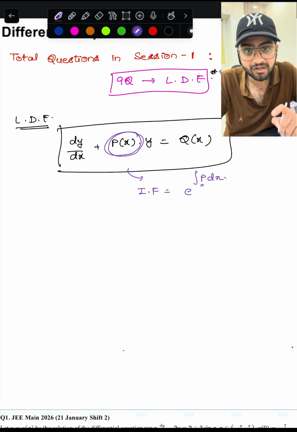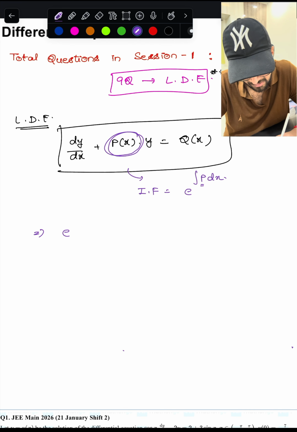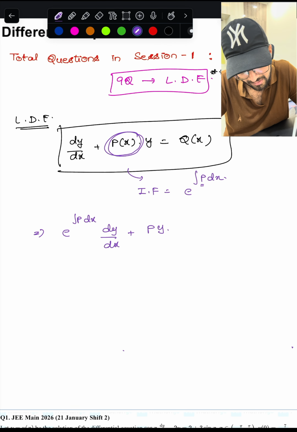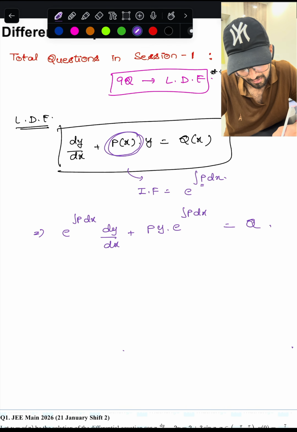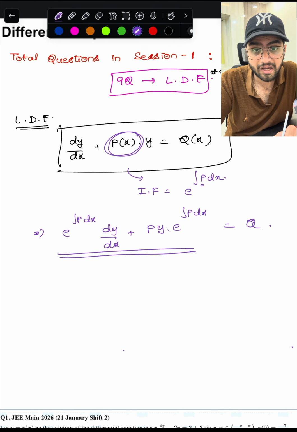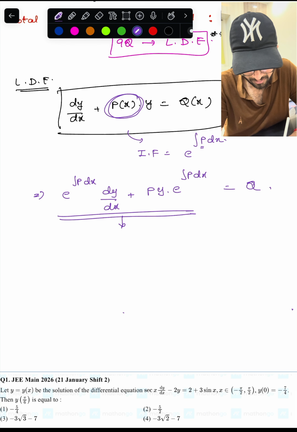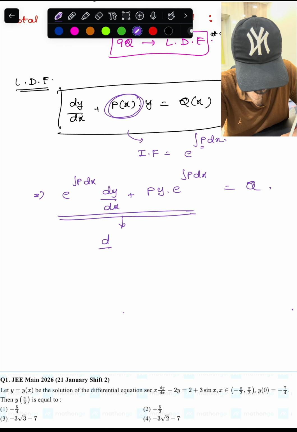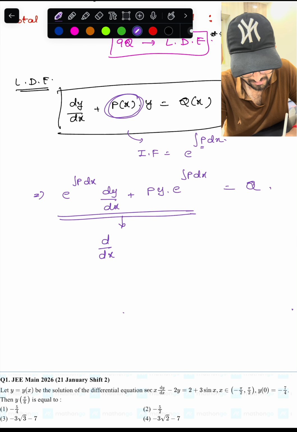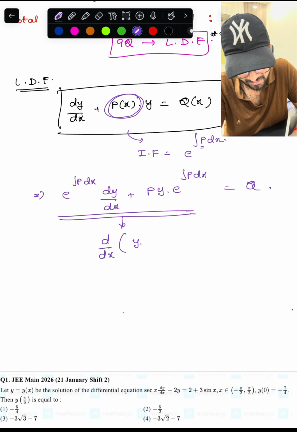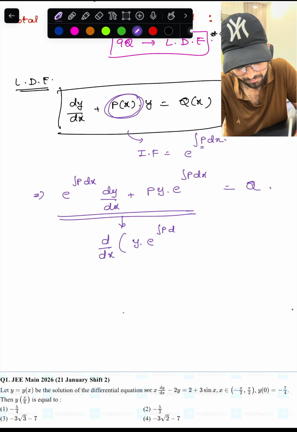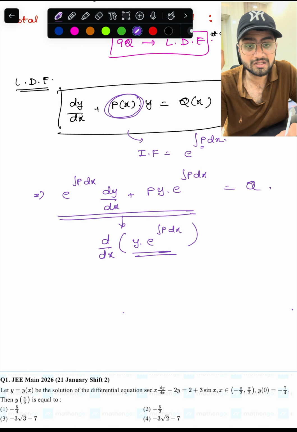After finding the integration factor, multiply the equation with it, and you will get e power integration p dx times dy by dx plus p y into e power integration p dx equals q times e power integration p dx. Now if you observe the left hand side terms, it is of the form of an exact differential, that is y into e power integration p dx. So the differentiation of this product.